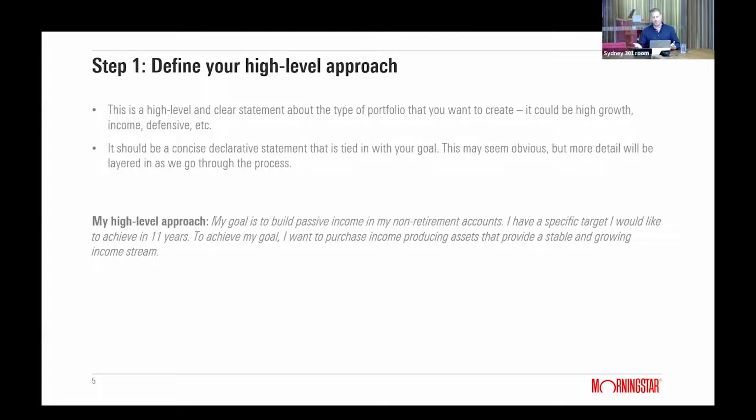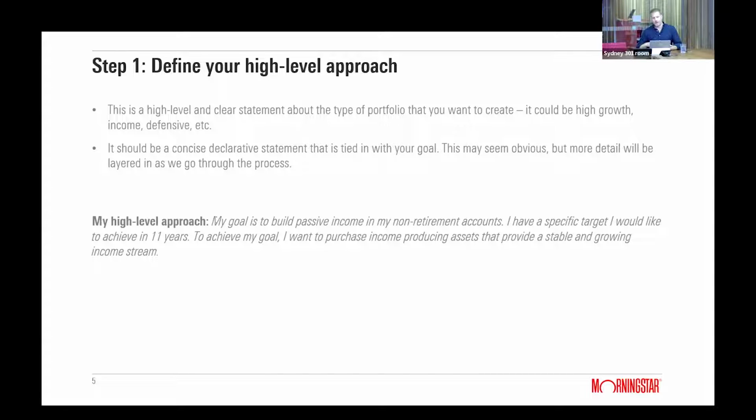So very simple. In my non-retirement accounts, my goal is to build passive income. And I do have a target. During the goal definition process, I did define what I want that passive income to be and when I want to do it. And so very simply, to achieve my goal, I want to purchase income producing assets that provide stable income, but also a growing income stream.